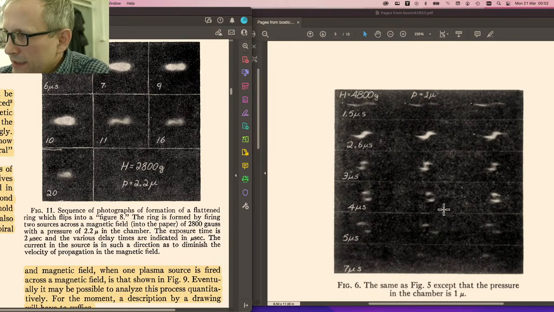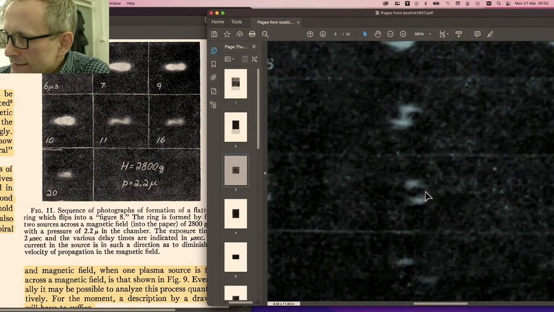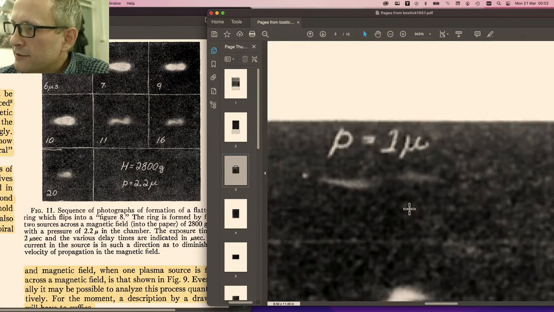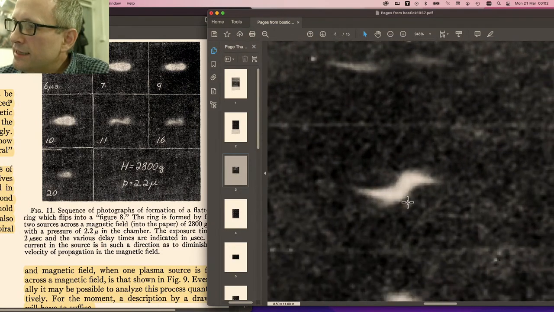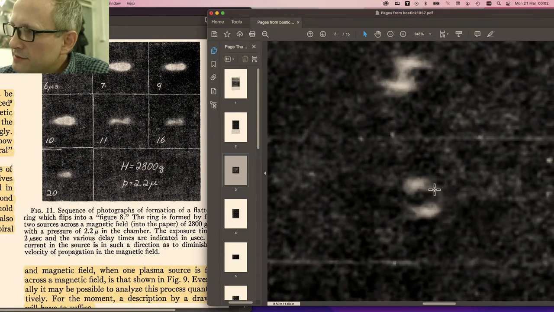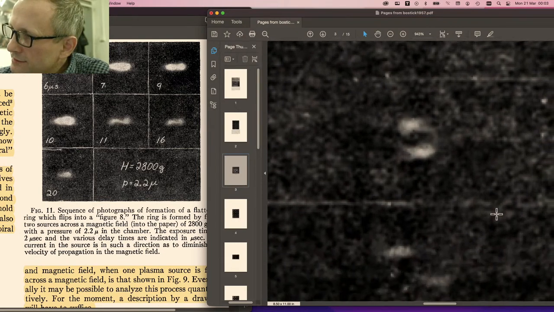Okay, it's maybe not very clear. It would be lovely to have the original photograph. So it's two coming together, but they don't quite lock arms. And you can see there's a bit of forking going on here.